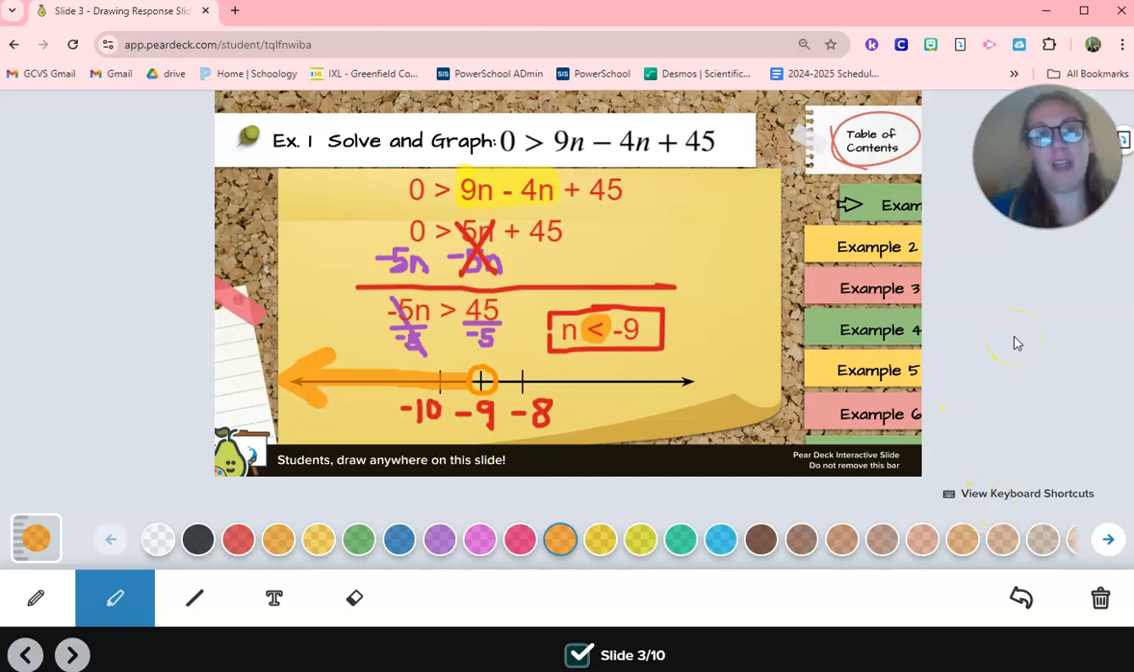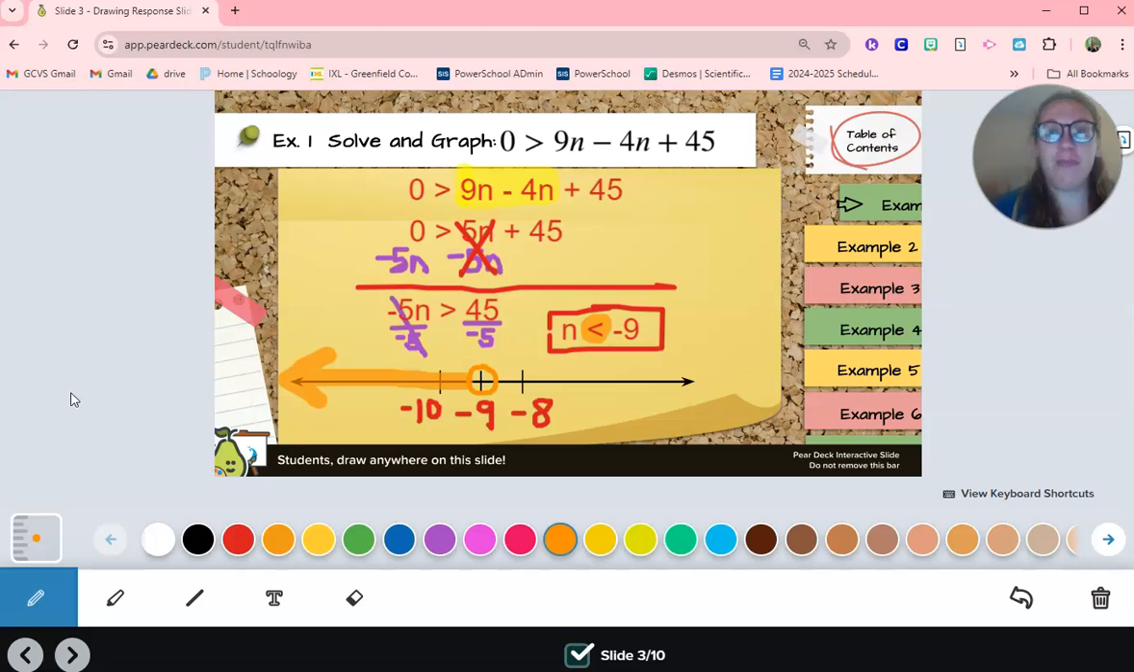Beautiful. And so make sure you have everything that you need here and you're feeling good. When you're ready, push ahead to slide 4. Nice job, y'all.